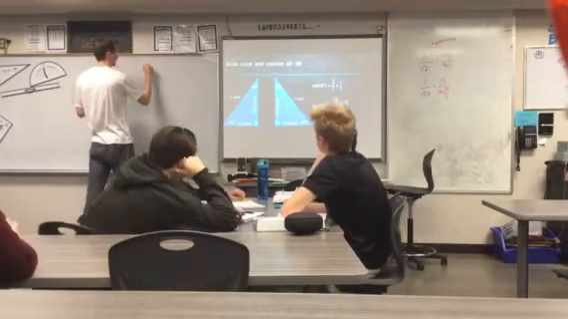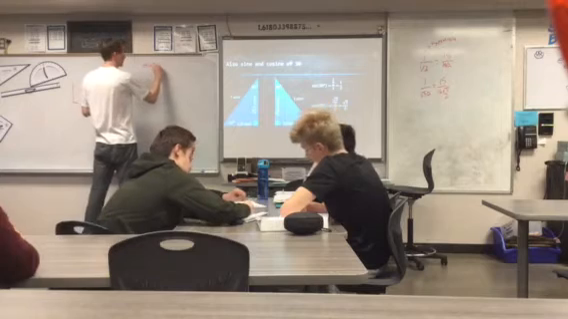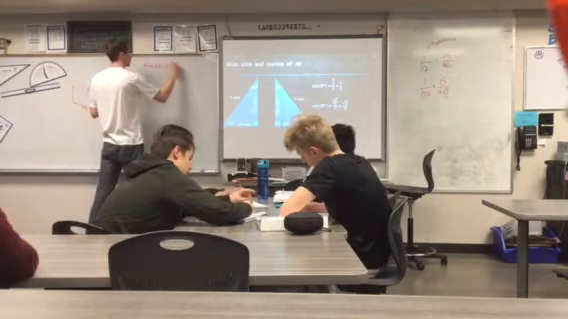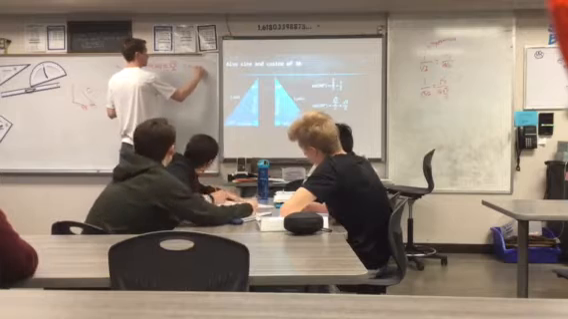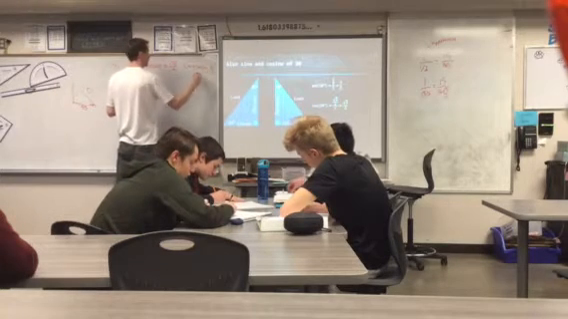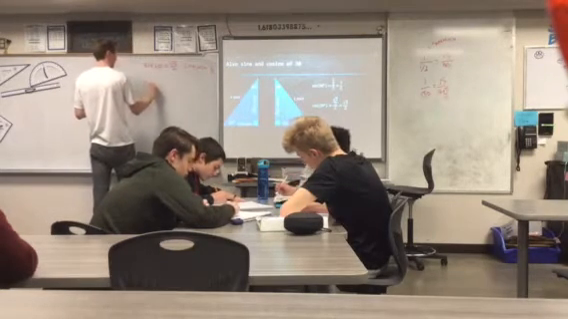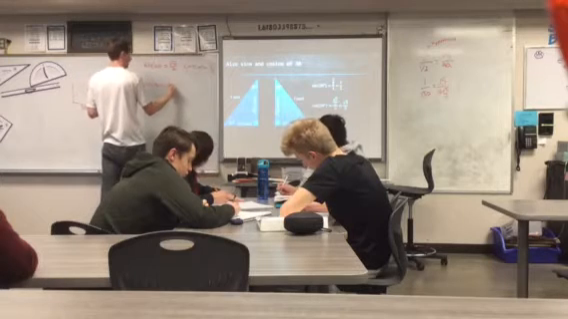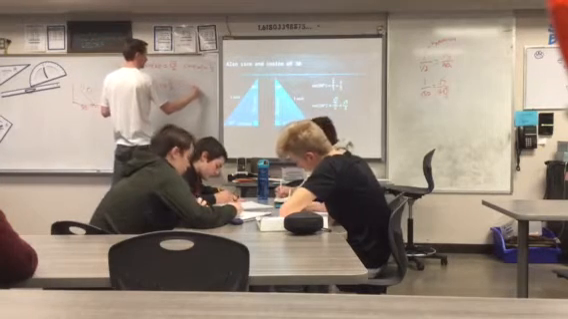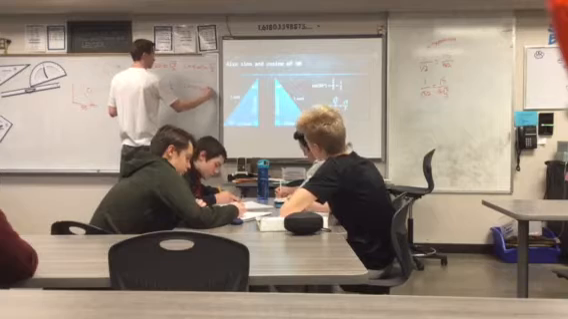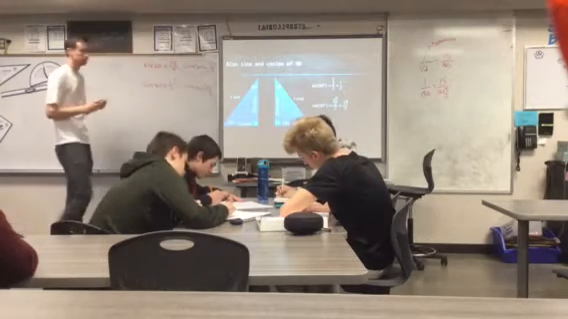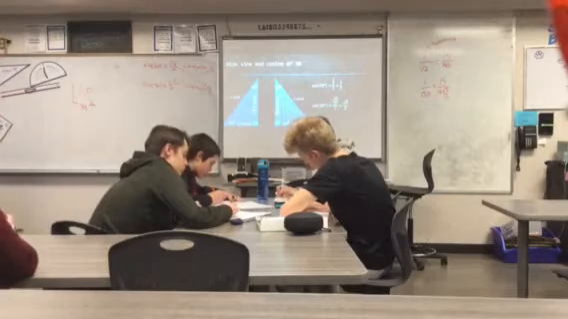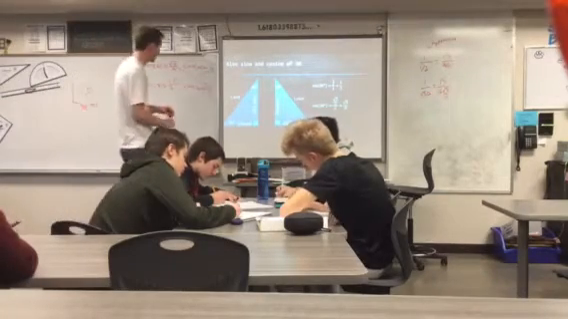Okay, sine of 60 is root 3 over 2. Cosine 60 is 1/2. Sine of 30 is 1/2. Cosine of 30 is root 3 over 2. Okay, they're flipped. Because why?